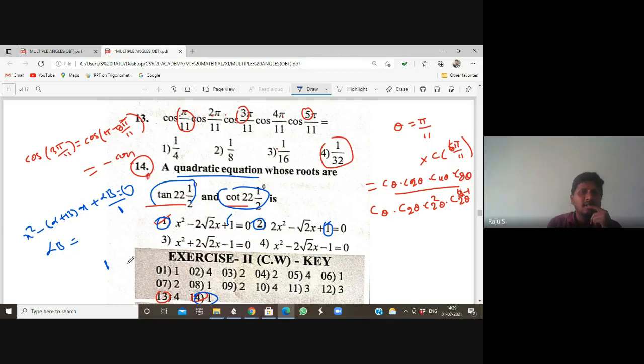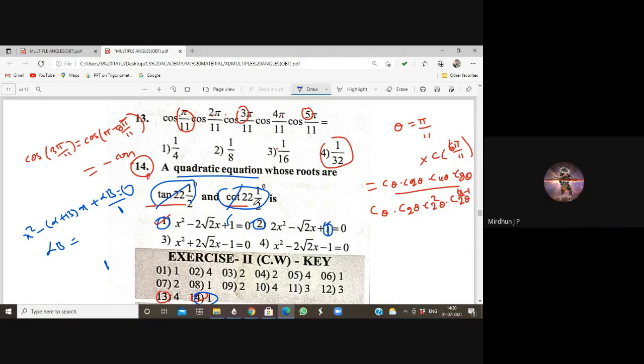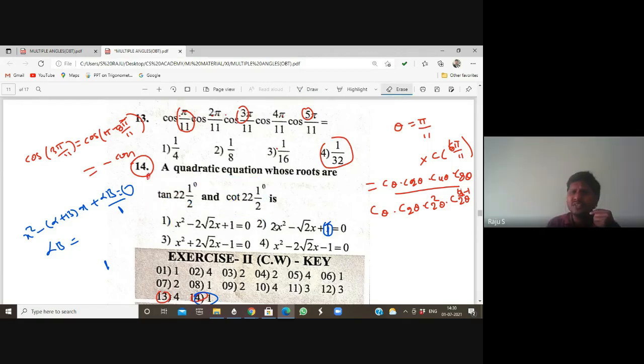That's the reason we can say directly in this question. In some questions we can't say it directly. Here these two get cancelled, we get 1. But if instead of cot 22 by 2 they give something like sine 22 by 2, then we need to use the other equation. But in this question, damn sure we can say the first option is right, because the product will be 1.